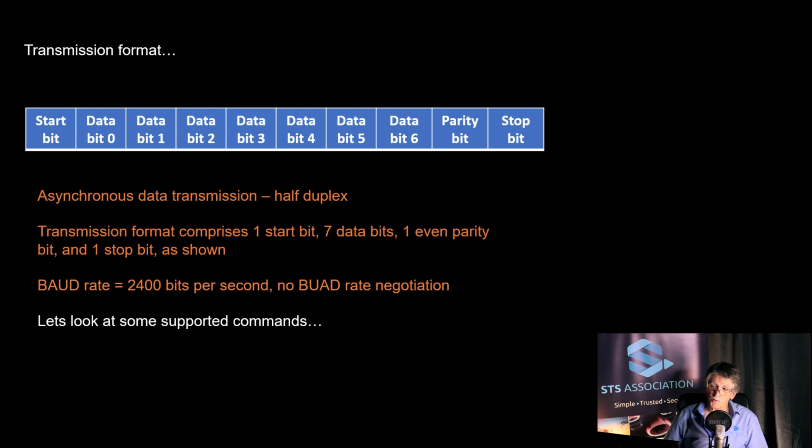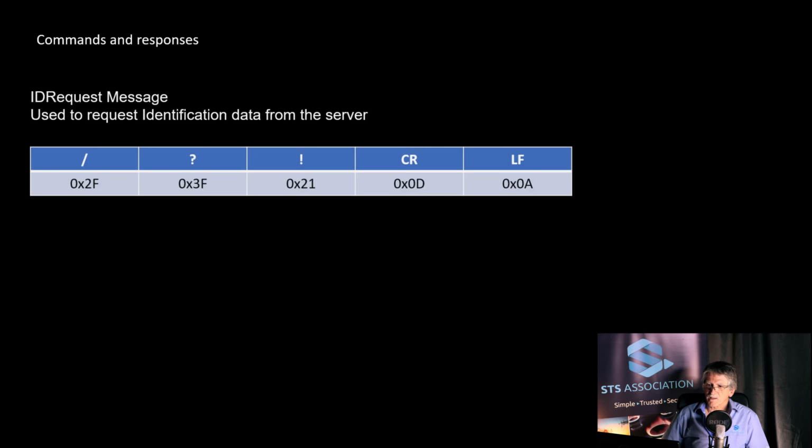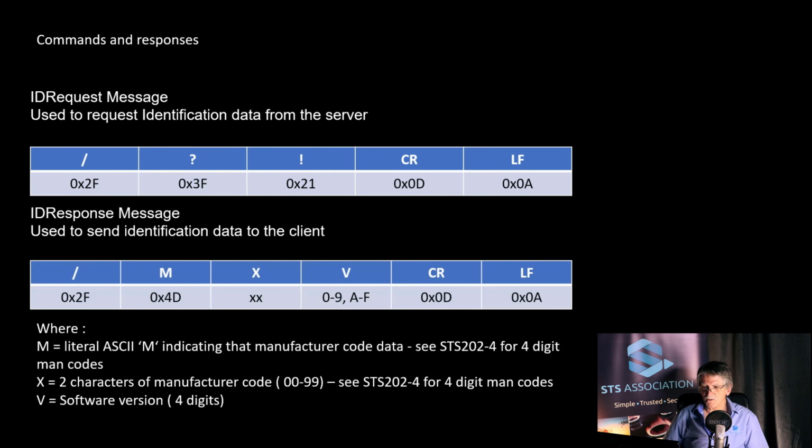Let's have a look at some of the supported commands. You have an ID request message, which is used to request identification data from the server, and that's a slash, question mark, exclamation mark, carriage return, and line feed. Underneath that you will have the hexadecimal equivalents. You have an ID response message in response to the ID request message, which essentially has a slash and M, or the literal ASCII M, indicating manufacturer code data for 4-digit manufacturer codes.